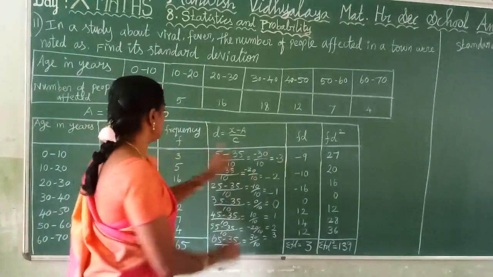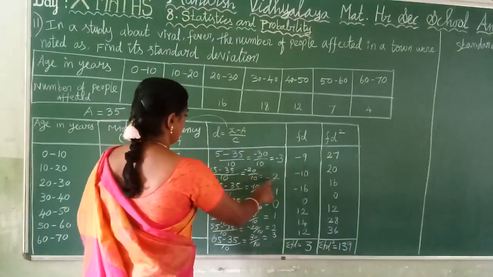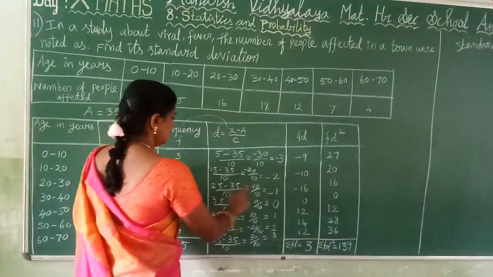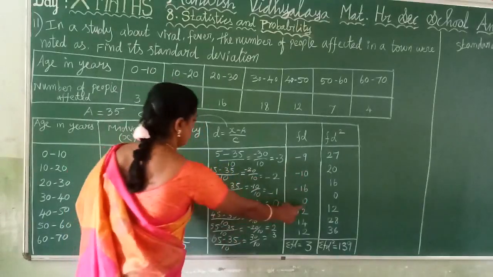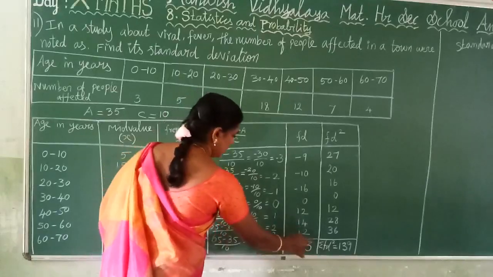Next f into d. Multiply f into d. 3 into minus 3, minus 9. 5 into minus 2, minus 10. 16 into minus 1, minus 16. 18 into 0, 0. 12 into 1, 12. 7 into 2, 14. 4 into 3, 12.